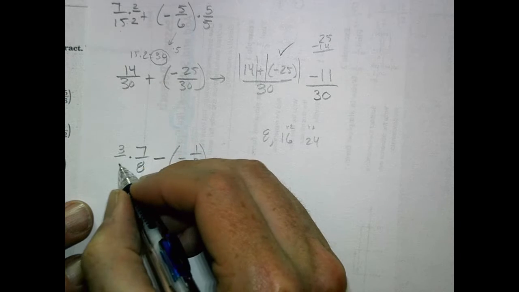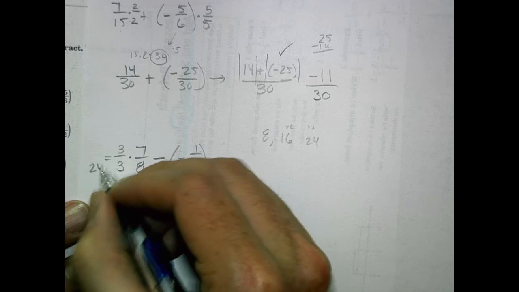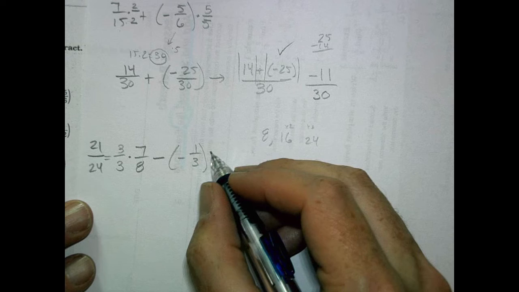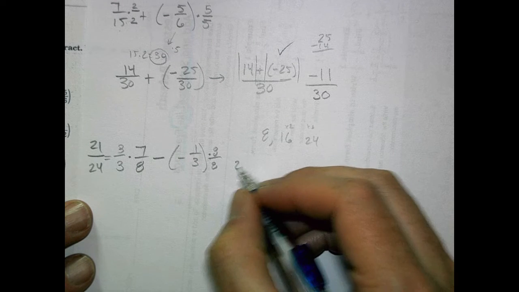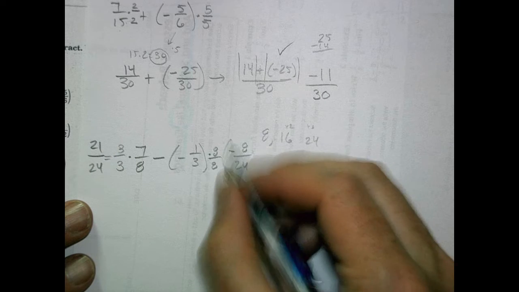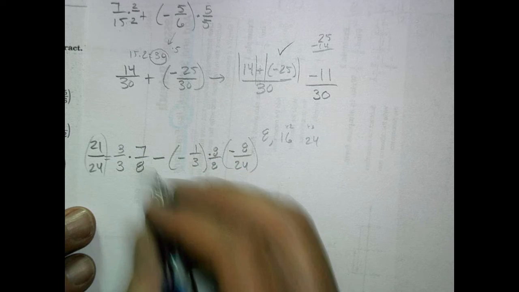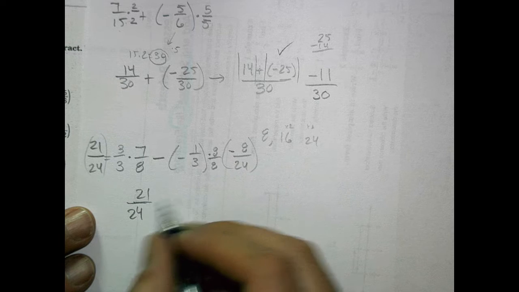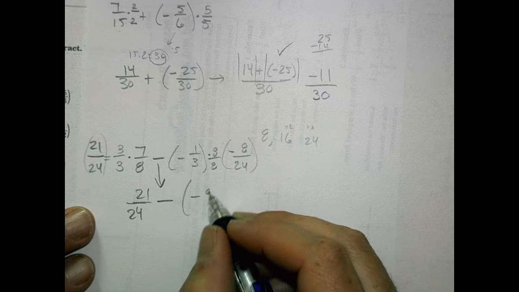So if I multiply this one by 3 over 3 to get 24, that becomes 24. 3 times 7 is 21. Over here, I multiply by 8 over 8. 3 times 8 is 24. 8 times 1 is 8. And keep the negative there. All right, so what do I have? I have this 21 over 24, sorry, minus, that minus has not gone away, negative 8 over 24.